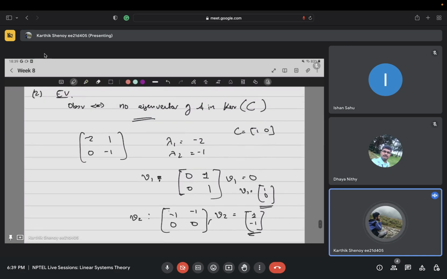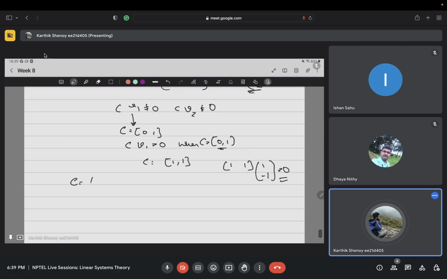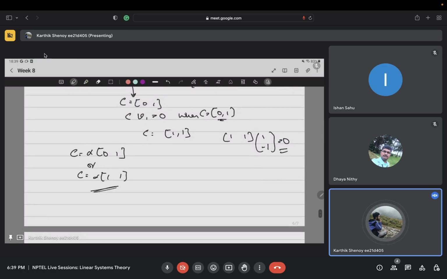So yeah, that's the case. In this case, whenever C is equal to span of, or C equal to some alpha times 0 1, or C equal to alpha times 1 1, the system is unobservable. Okay, for these two conditions. So that's the case.